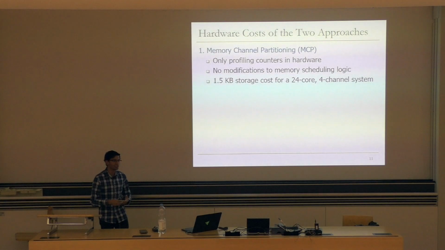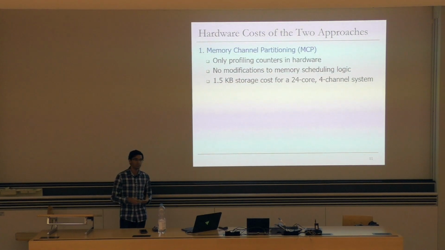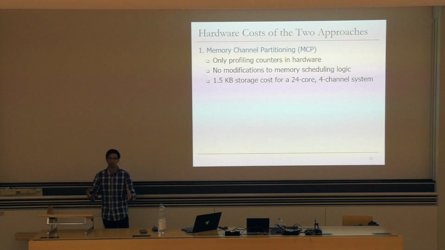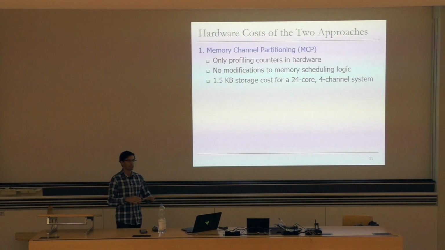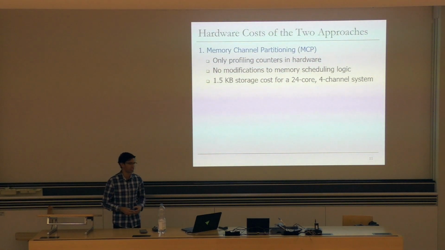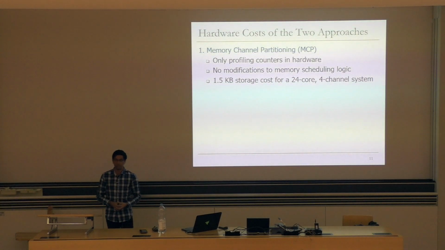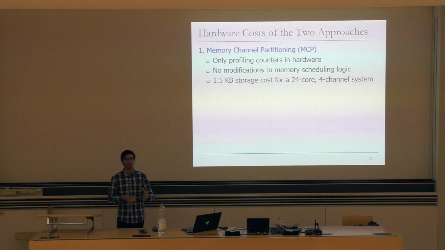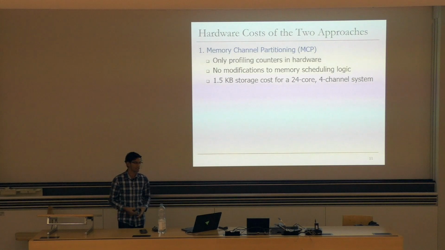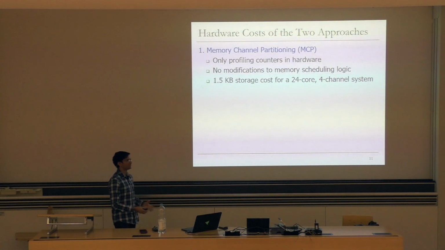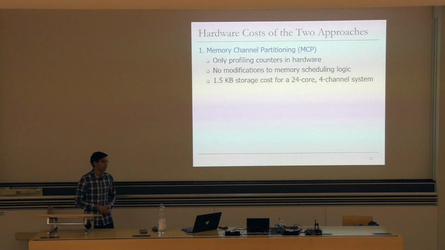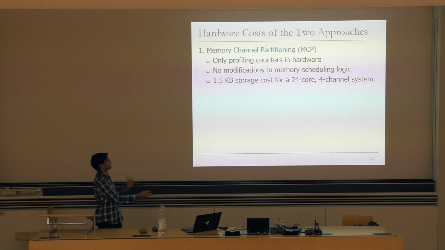The first mechanism is memory channel partitioning, and it's relatively simple because we simply need to add some support for profiling in the memory controller, and there's absolutely no changes to the memory scheduling logic at all. The changes in the memory controller, essentially we add a couple of counters, which are simply some registers, and then we have to have some storage to take care of the row buffer locality. All in all, it's not that much storage relative to a big system.